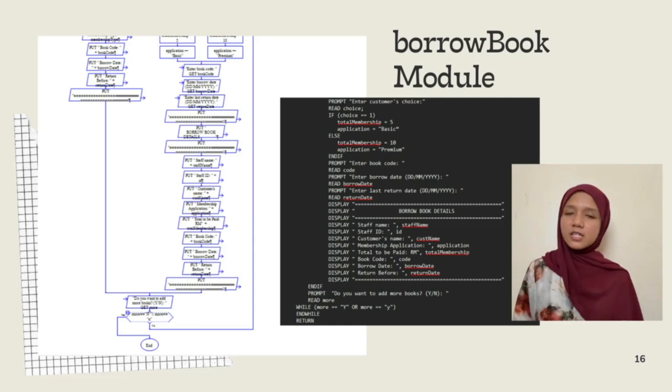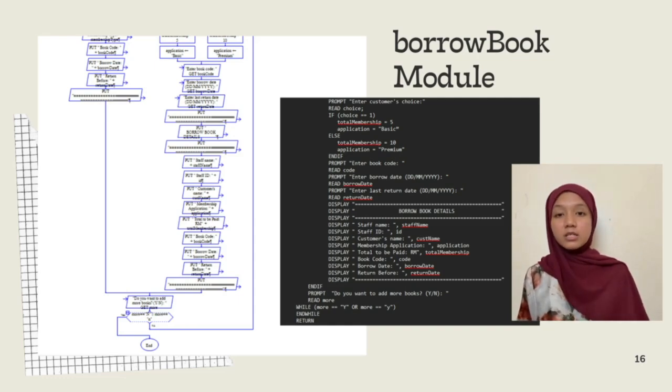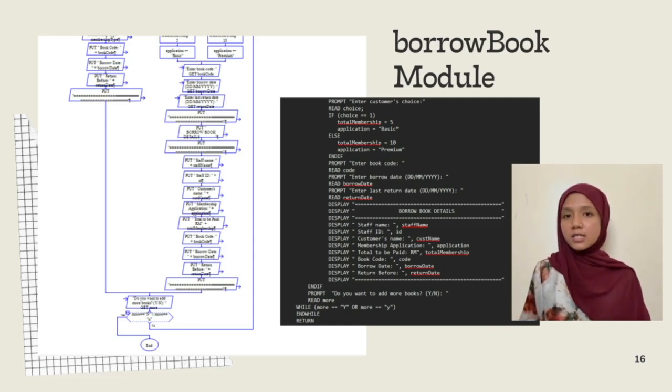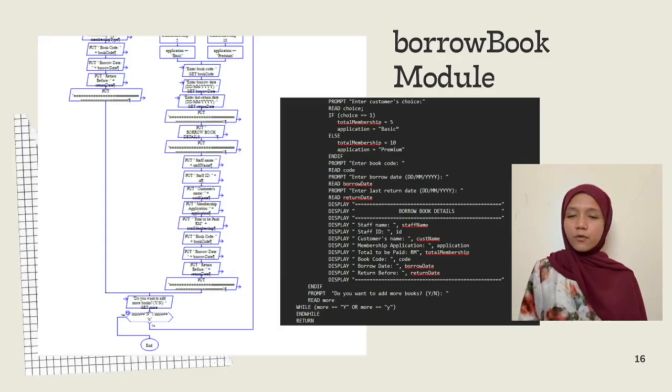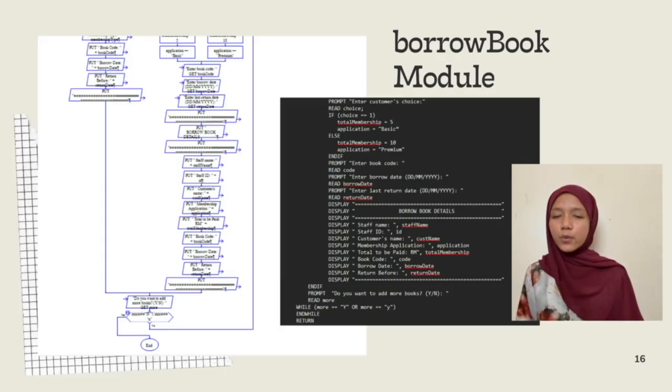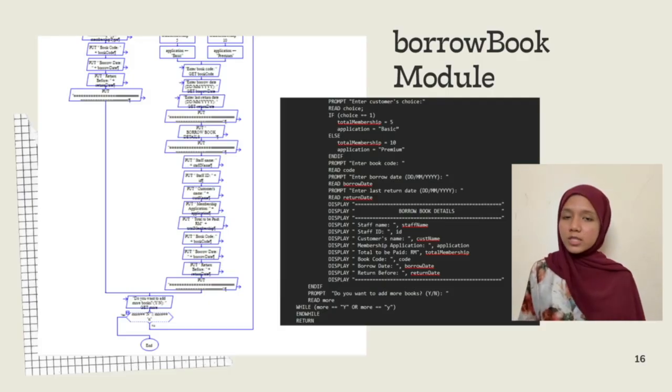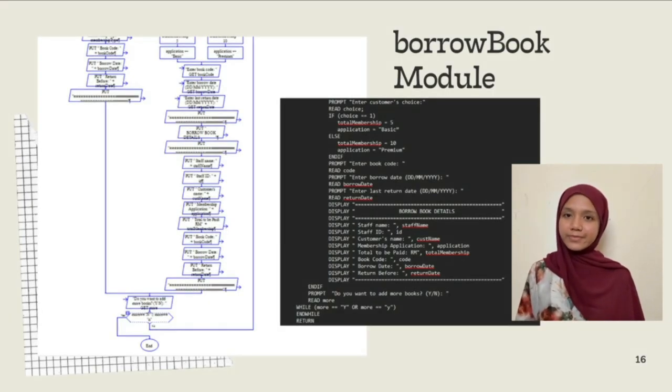If the customer does not have a membership, the system presents membership options and uses a nested if statement to determine the selected membership type and the fee. After that, the system collects the book and date information and displays the complete borrowing and payment details. At the end of each transaction, the user is asked whether they want to add more books, and the loop will be continued based on the user's input.